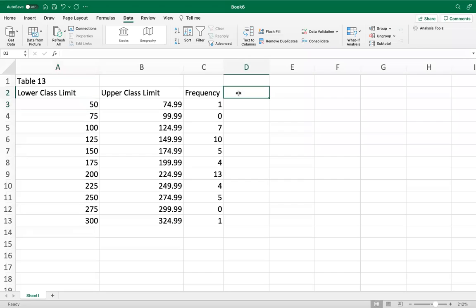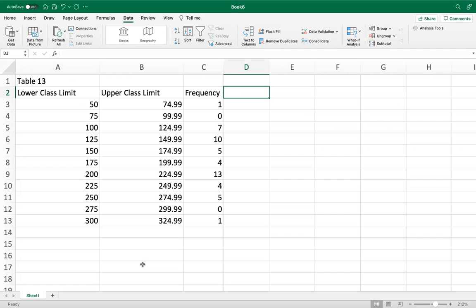So now the frequency, perfect. The frequency for values between 50 and 74.99, there's only one. There's 0 between 75 and 99.99. There's 7 between 100 and 124.99, so on and so forth.